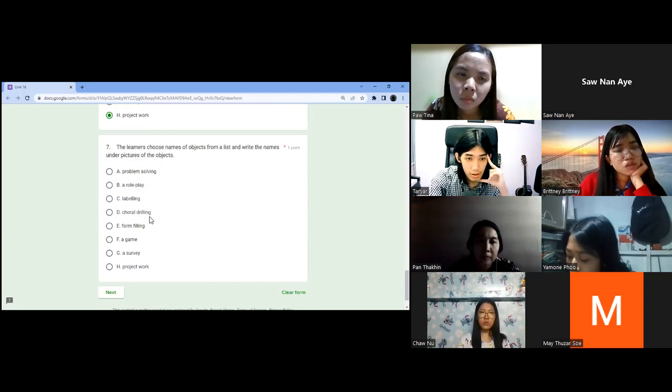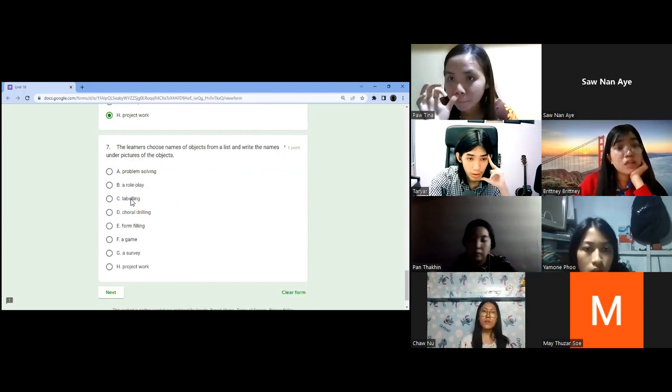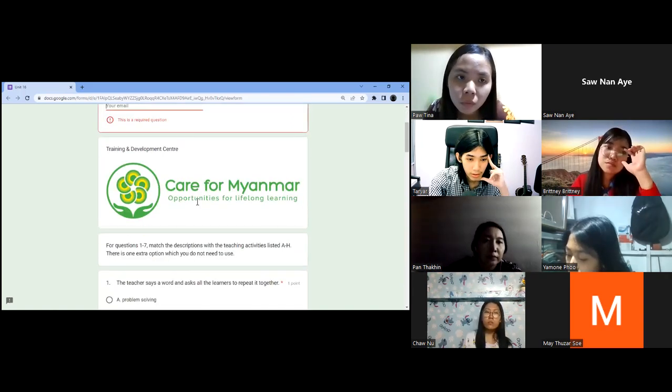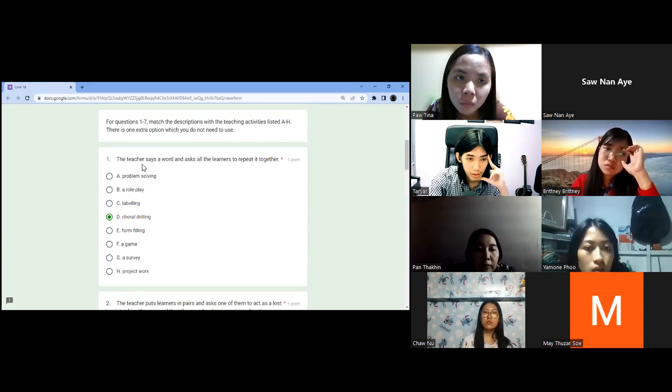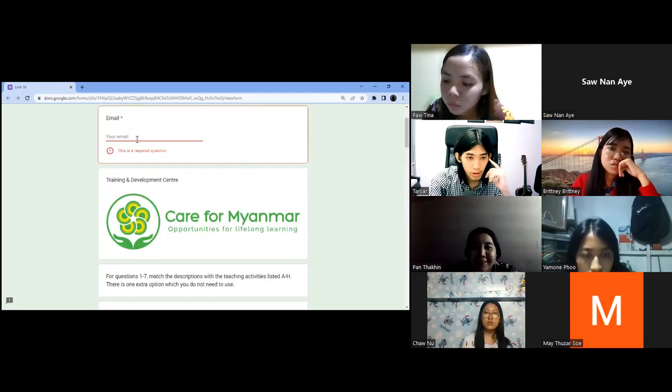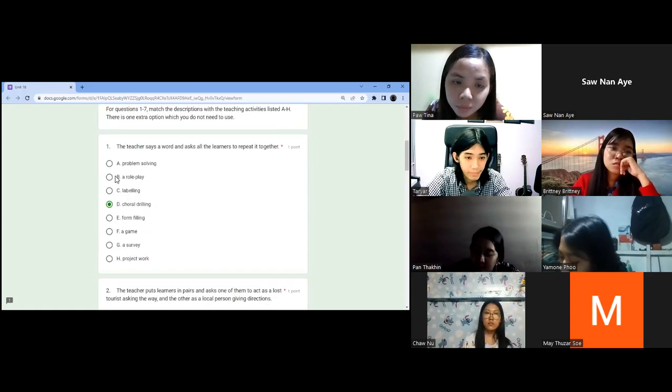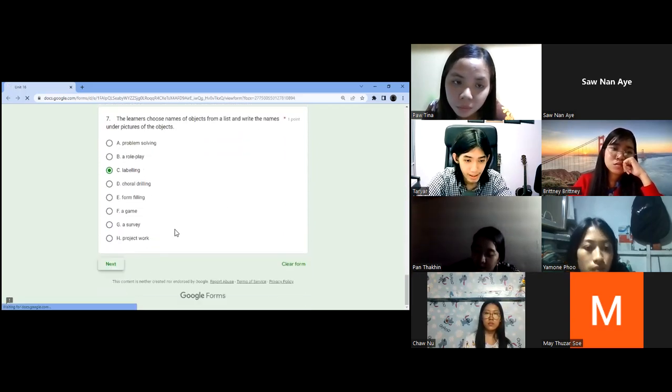Okay, number 7. The learners choose the name of the picture. Labeling, yes. Next. Okay. The teacher says a word and asks the learners to repeat it. You haven't put your email. Oh, yeah. Okay. Next.